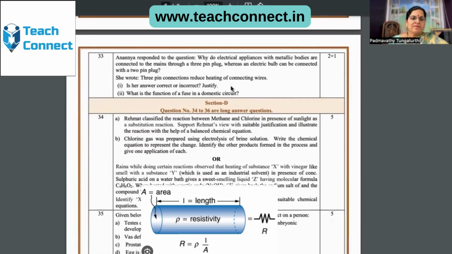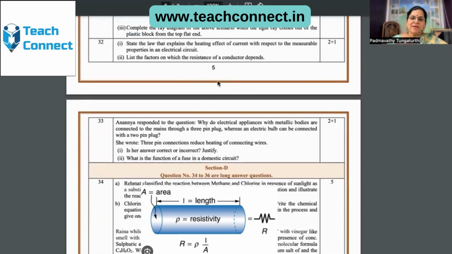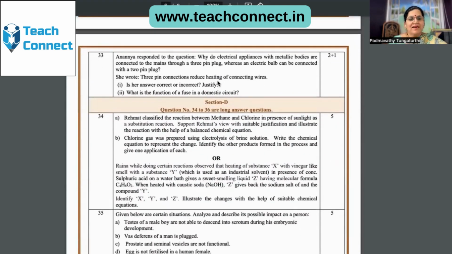Therefore, if the student is able to understand how the electric current variables work, then the child will be able to write the answer. Question number 33, Ananya responded to the question: why are electrical appliances with metallic bodies connected to the mains through a 3-pin plug? The child knows that the third pin is important, but here it is reasoning out. He has to analyze and apply what's happening.